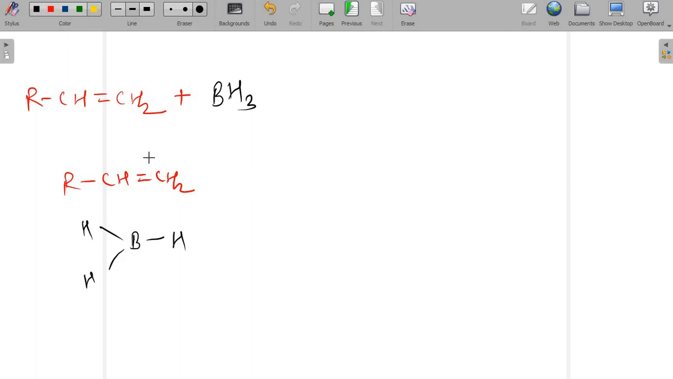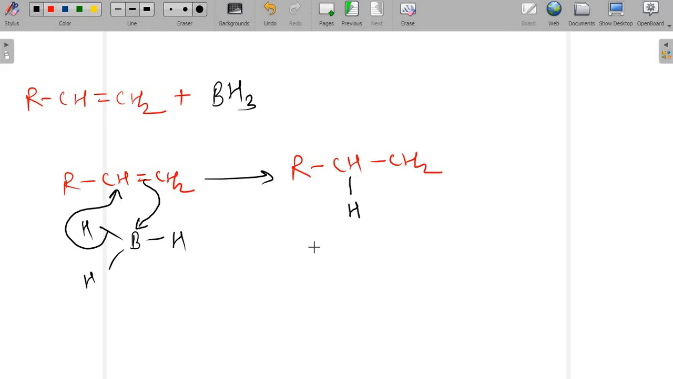Now this alkene attacks the boron, and the hydrogen, in the form of hydride, attacks the central carbon atom. So the overall addition is RCH2, meaning the double bond is converted to a single bond, and BH3 is added across this carbon-carbon double bond. This hydrogen comes to the middle carbon, and this is BH2. In this reaction, one hydrogen atom from BH3 is replaced by the R group.